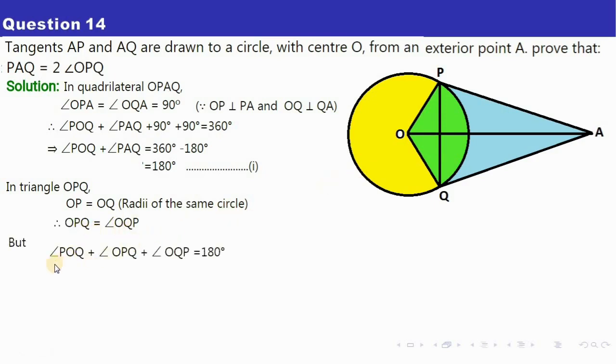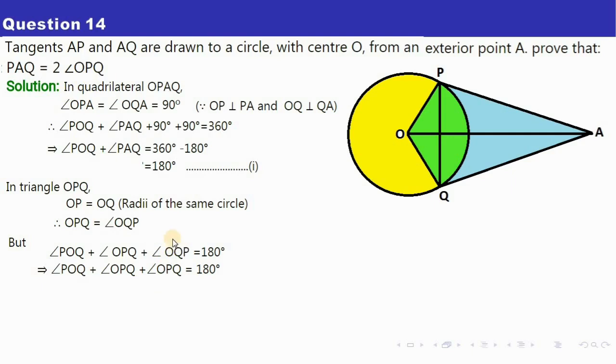Now we know that the sum of the interior angles is again 180 degrees in this triangle, that is POQ, OPQ and OQP. When they are added, you will get 180 degrees, right? But you know that OPQ and OQP, this one and this one, are equal because this is an isosceles triangle. So instead of OQP, I am writing OPQ here, because we need the OPQ angle, if you see here.